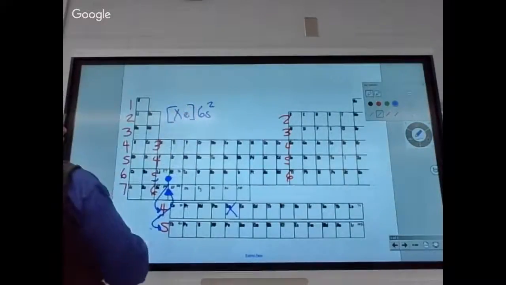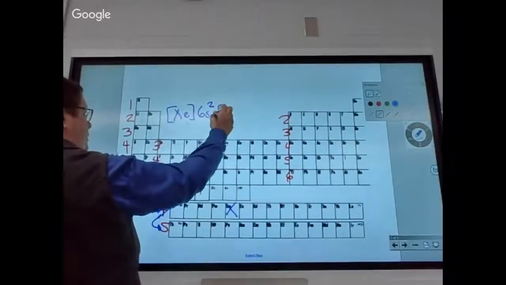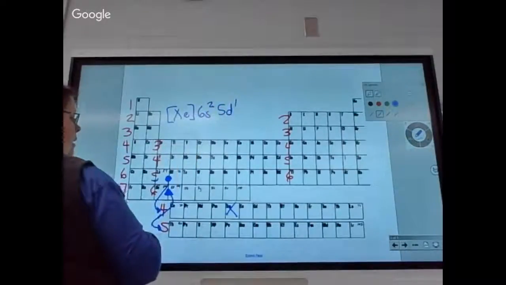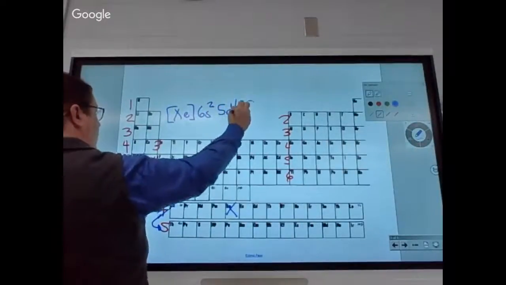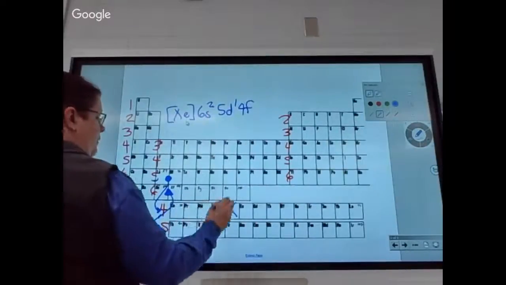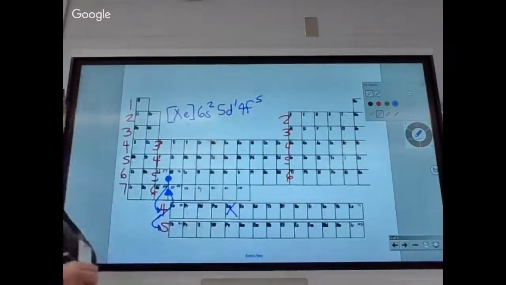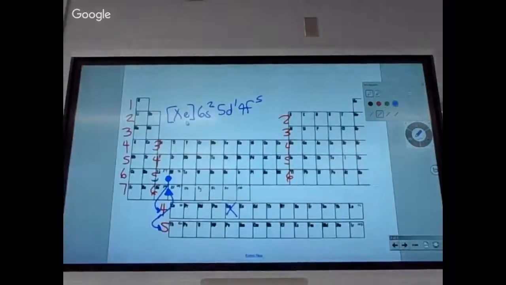6s2, 5d1, and then 4f. Yep. Do I go back up this time? No, because we're down there and we're done.